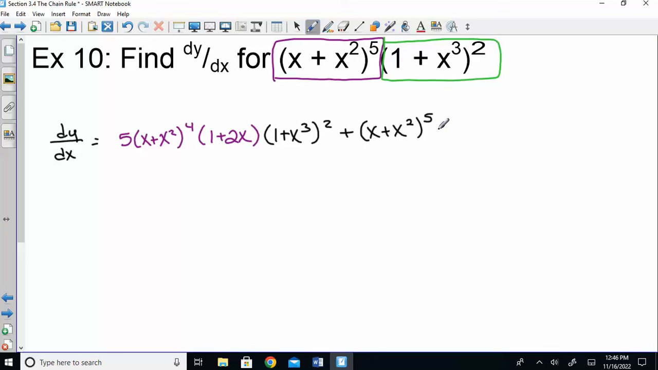Here's the second one. You have to do the chain rule to do its derivative. So the 2 comes down, inside stays the same. Subtract 1 from the power, so now it's just to the first, times derivative of the inside, which is 3x. Okay.